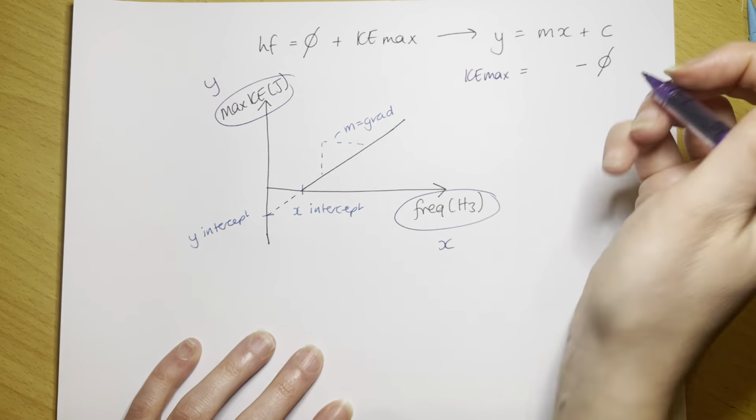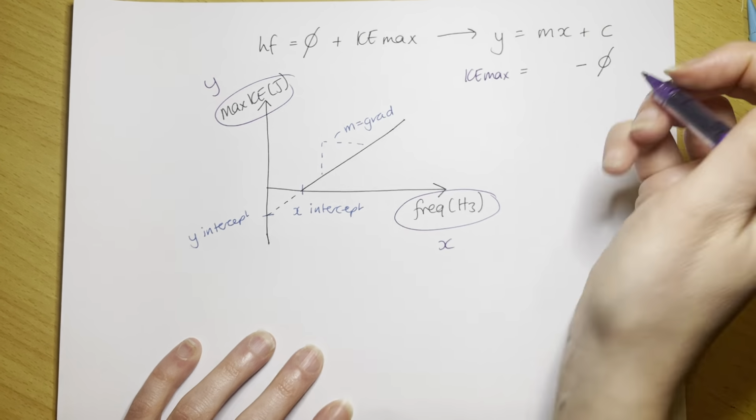And what I can now do is compare the two equations. So y and KE max, that's right, they equal each other. x and f is right, they equal each other. Which means that m and h must also equal each other, as must c and minus phi.